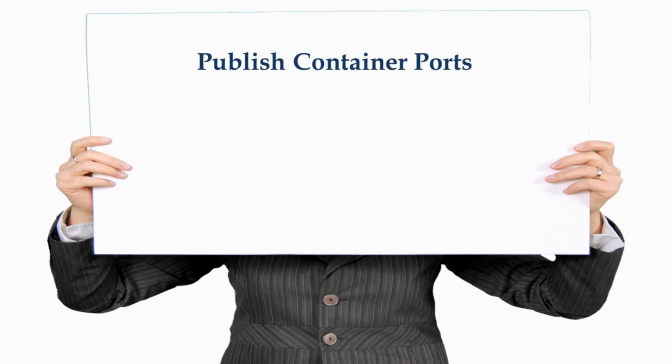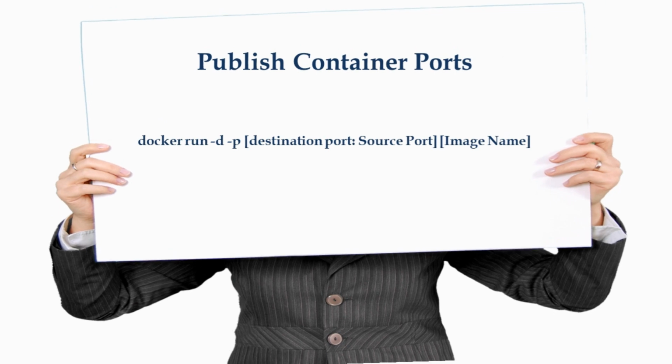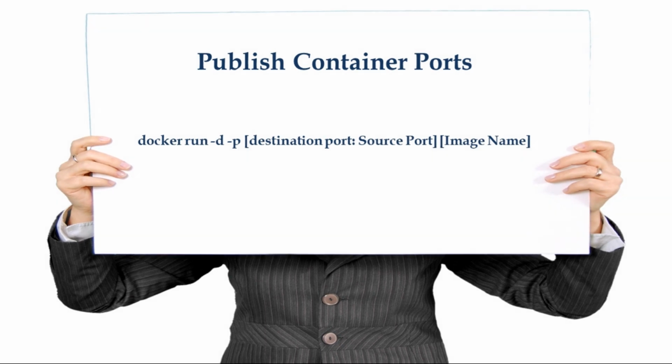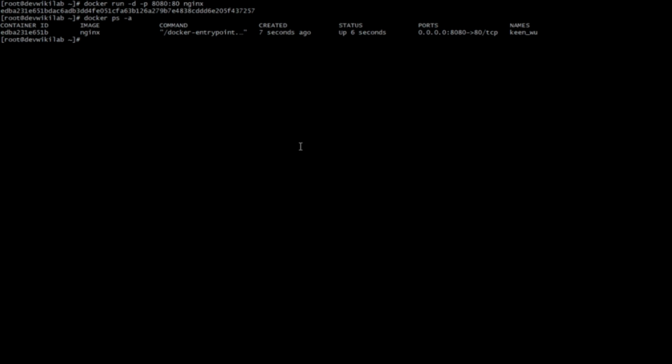To allow external connections to the container, you have to open specific ports. You have to add the -p option to the docker run command. To map TCP port 80 in the container to port 8080 on the Docker host, you would run docker run -d -p 8080:80 nginx. To check the status of the container, run docker ps -a.